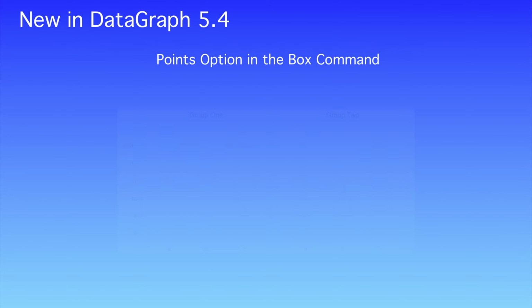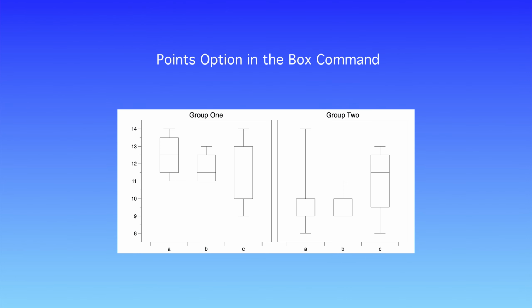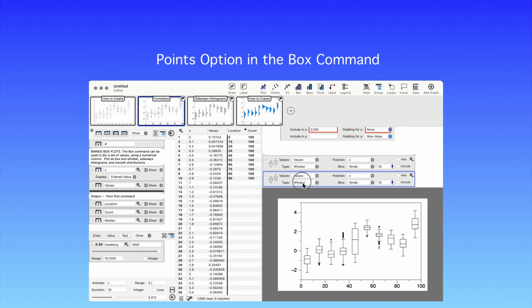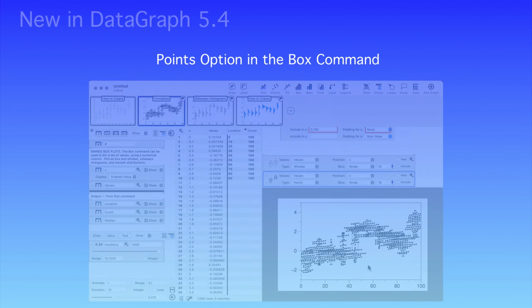Next, let me tell you what we changed in the box command, because the box command does box and whisker diagrams, but also allows you to draw the underlying points within a group of data. You can create graphics like this that overlay the points with the box and whisker, and that looks great for a small set of data. But what we found, and what you found, was that if you had a lot of data, the points option would overlap the range of the box and whisker diagrams.